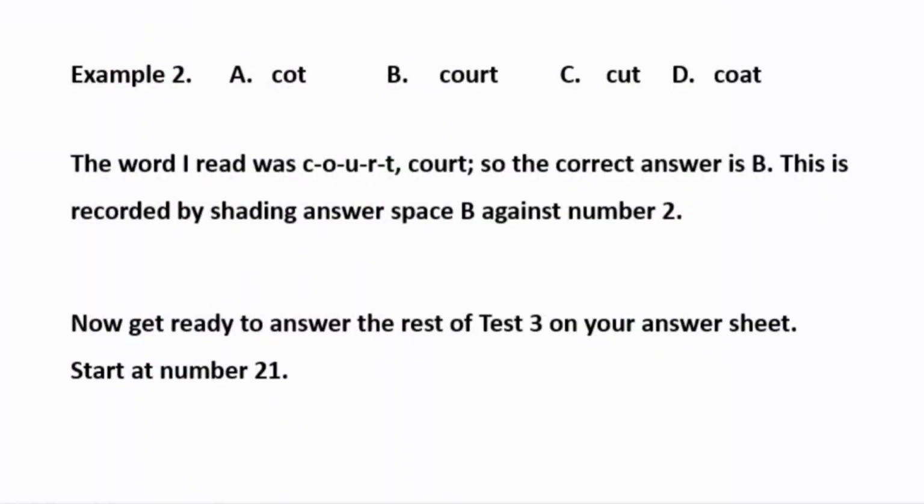Example 2. Court. The word I read was C-O-U-R-T, court. So the correct answer is B. This is recorded by shading answer space B against number 2. Now get ready to answer the rest of test 3 on your answer sheet. Start at number 21.